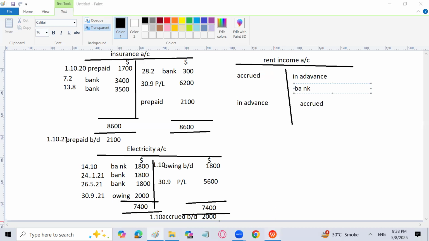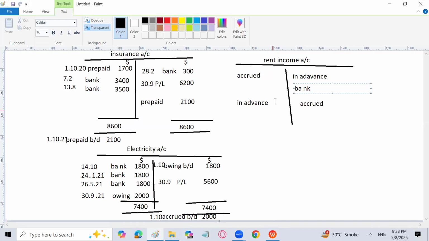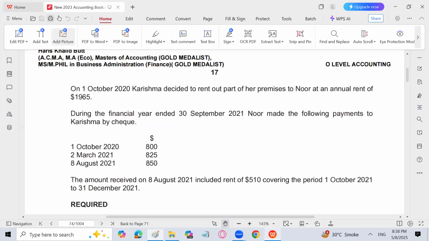Let's see. The whole amount of 510 is basically the in advance carried down, because this payment is included in 850, but it is not related to the current year. It is the income received in advance. It relates to the next year. It does not belong to the current year. Why, sir? Our year starts on October 20 and ends on September 20 (2021). This was received on 1st September 21, and this on 1st October 21. That does not belong to our 12-month period. So the whole amount is basically in advance carried down. That is the income received in advance.